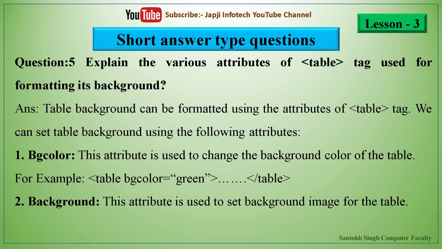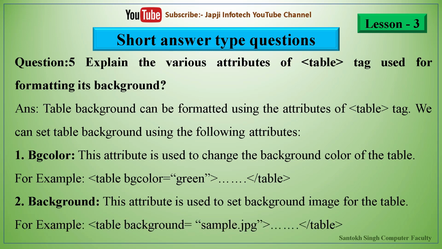Second one is background. This attribute is used to set background image for the table. For example, left angle bracket table space background equal to, in the double quote, write its path, then close the right angle bracket, then table basic tag, and in the last write the table closing tag.